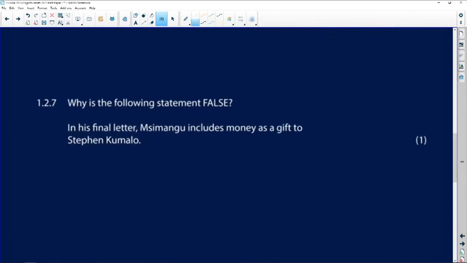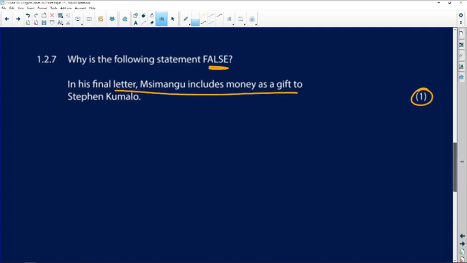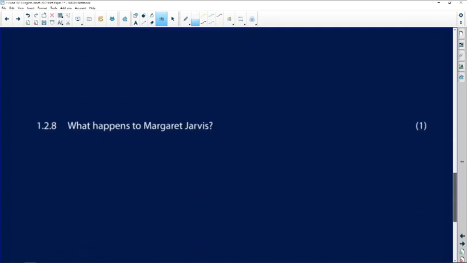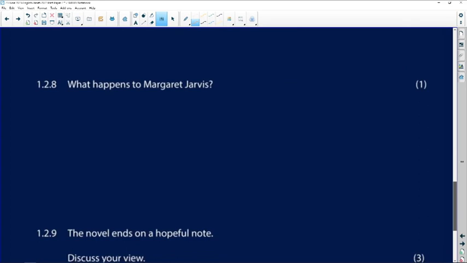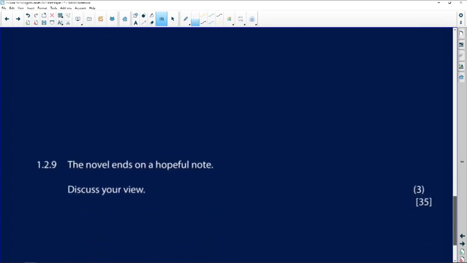We get the question about why is something false. You need to tell me what the truth is. Don't just say it's false because in his final letter he doesn't include money. Where does the money come? Or does he never give money at all? Well, he does give money, but not in a letter. So you need to tell me what is the truth, what is the fact. This is simply story. You know your story, you're going to get 40% of the marks.